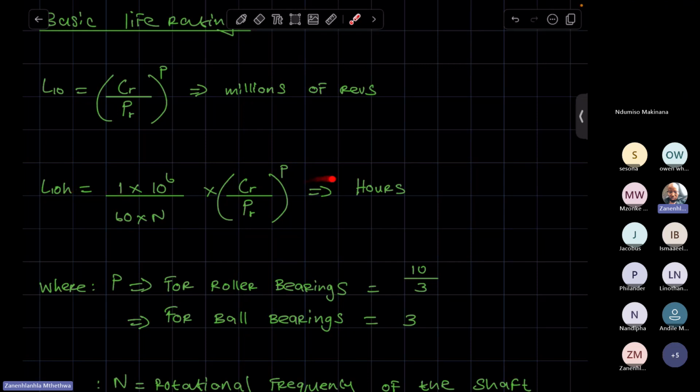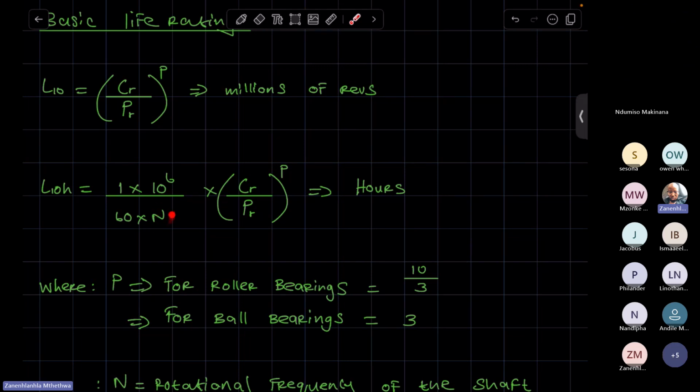And this is how you calculate it. It's 1 times 10 to the 6 over 60 times N. Now this N stands for the rotational frequency of the shaft in revs per minute. So you substitute this N in revs per minute. You do not convert it to revs per second. You substitute it as it is, in revs per minute. The conversion has already been factored into this formula, so we do not need to worry about that.